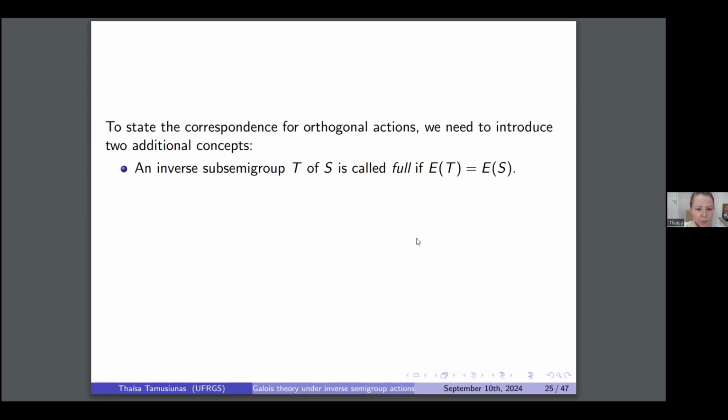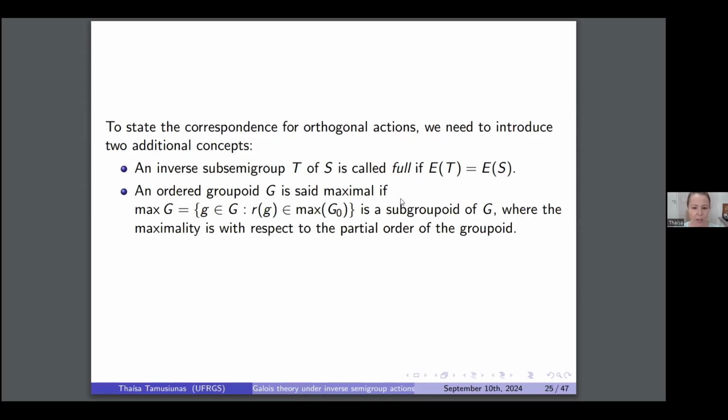And another two properties that are relevant to say is that an inverse semigroup is called full if the set of its idempotents is equal to the whole set of idempotents of S. And an ordered groupoid is called maximal if this subset is a subgroupoid. It's not always a subgroupoid. When it is a subgroupoid, we say that G is maximal.